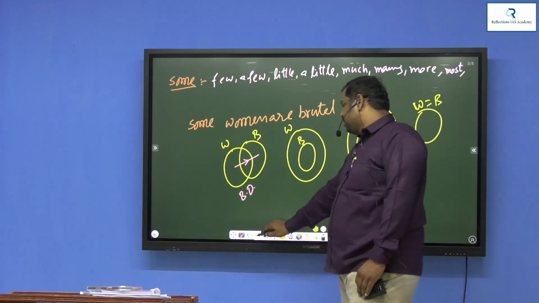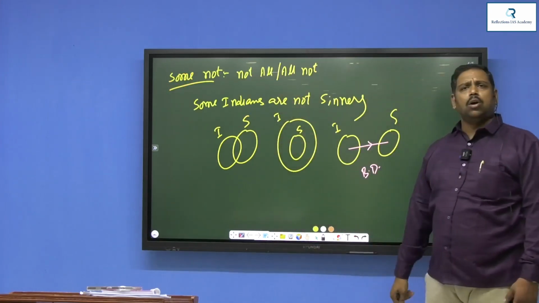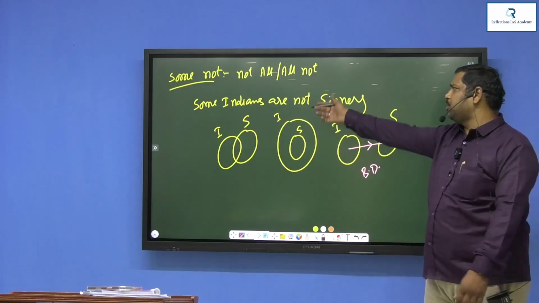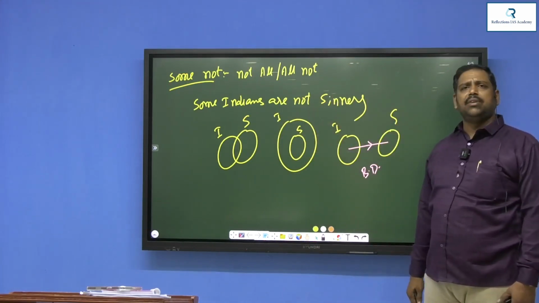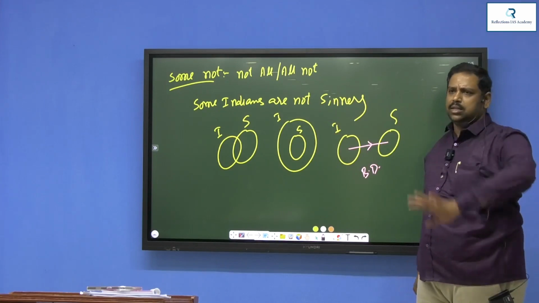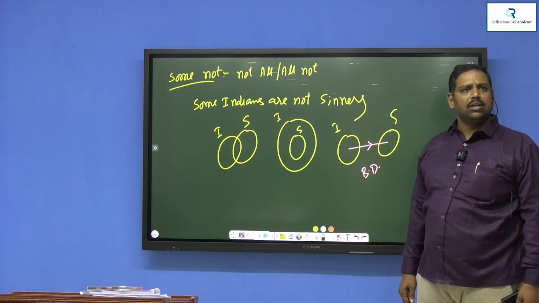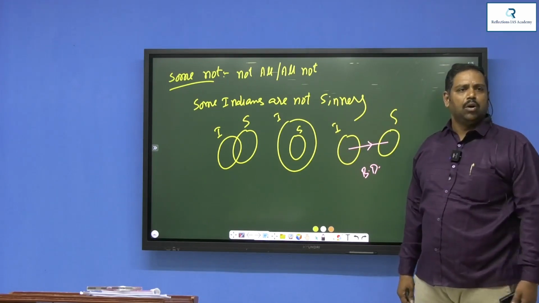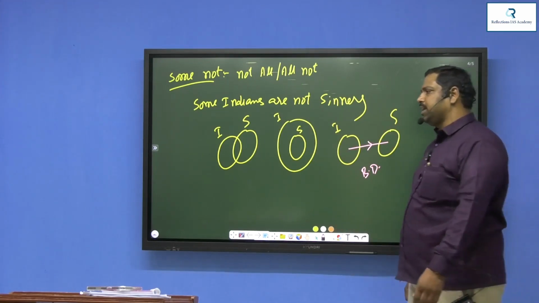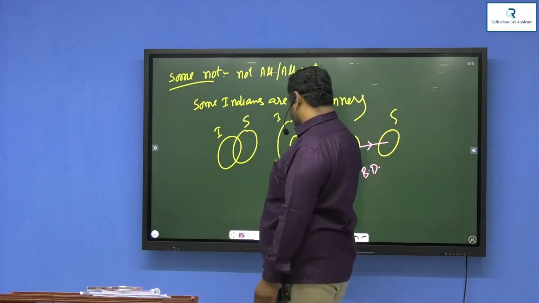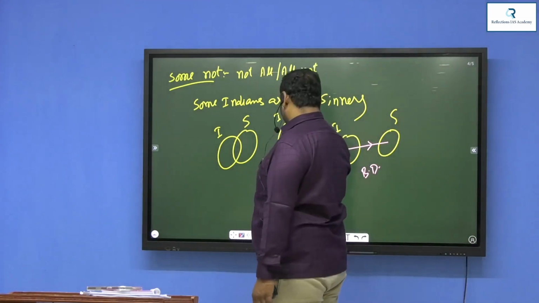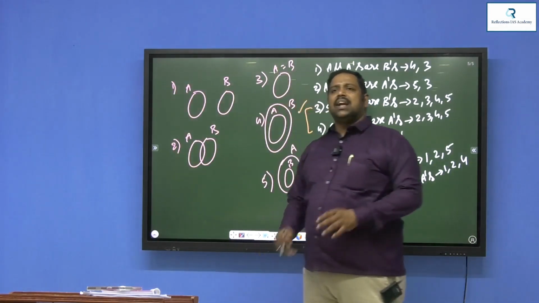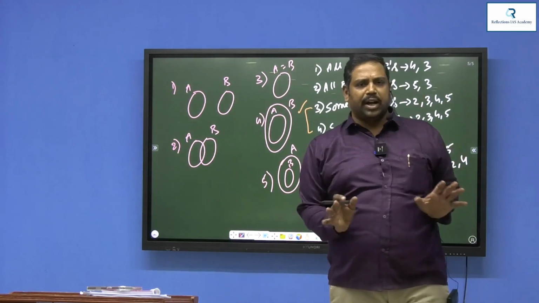Okay. Next one, some not, already I have explained to you. Not all or all not. Suppose if you want to say that some Indians are not sinners, then we can say that all Indians are not sinners, or not all Indians are sinners. Yes or no? Okay. These are the first point here. So far, if you observe, all the four predicates I just introduced to you, right or wrong?